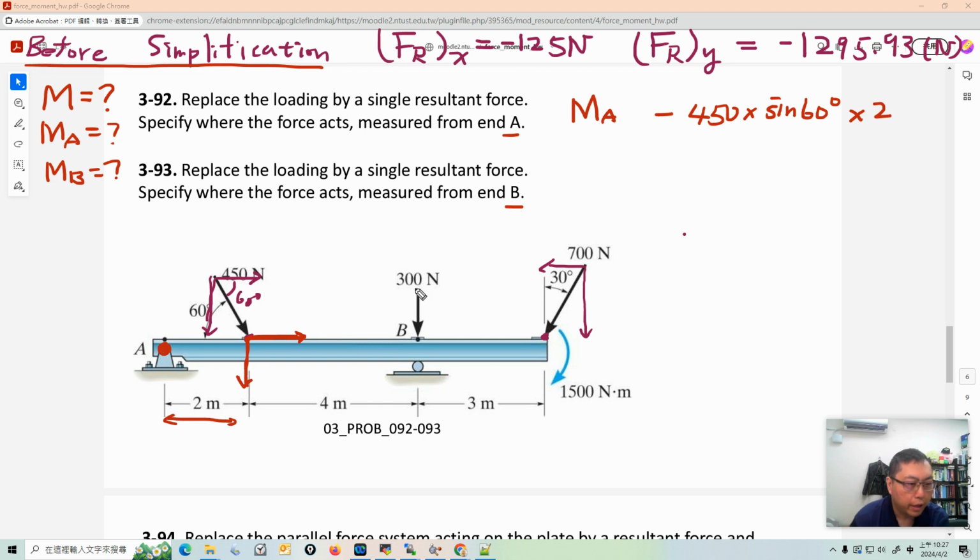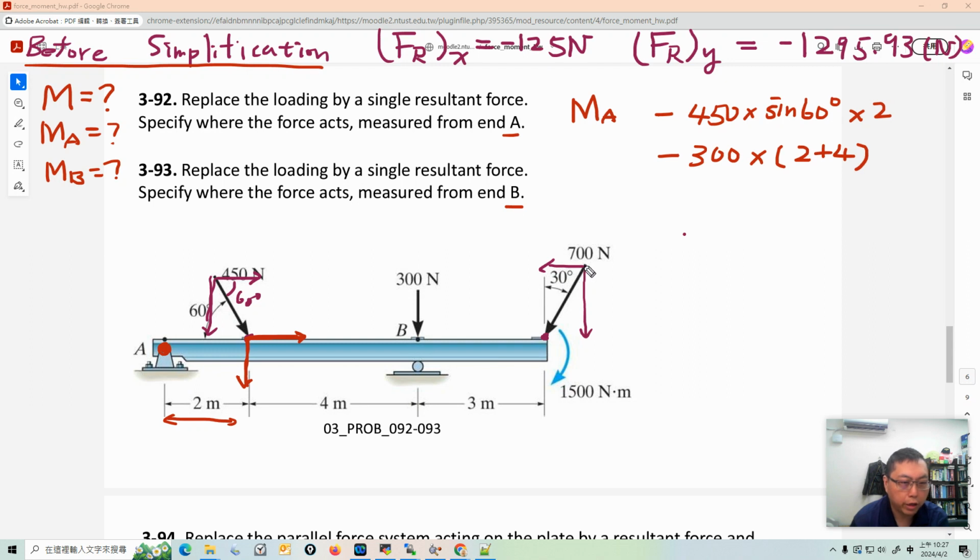This 300 force points down here, and its lever arm is 2 plus 4, and it will create a clockwise rotation. So minus 300 times 6, since 2 plus 4 is 6.